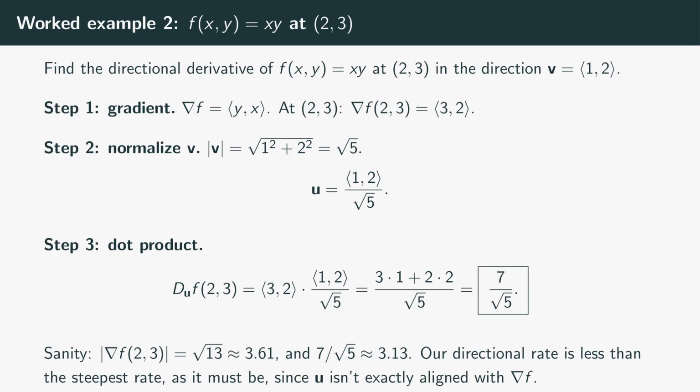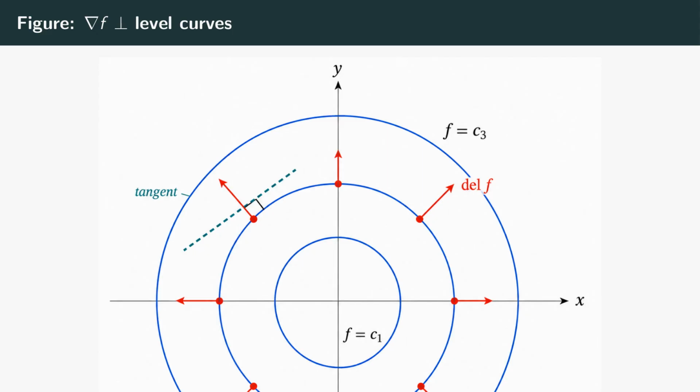Sanity check. The magnitude of the gradient, del f at (2, 3), is the square root of 9 plus 4, which is the square root of 13, about 3.61. Our directional derivative is 7 over the square root of 5, about 3.13. The directional derivative is smaller than the magnitude of the gradient. It has to be. The magnitude of the gradient is the steepest rate, the maximum possible directional derivative. Walk in any other direction and you do worse. The numbers agree. Here is the picture.